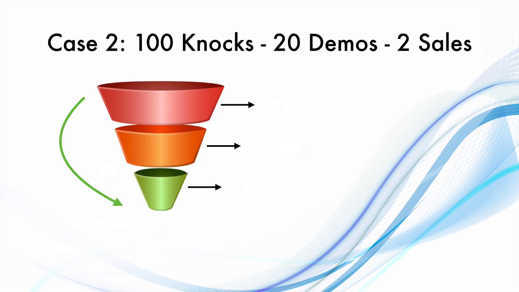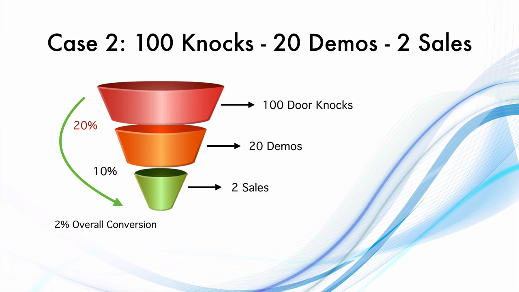doors. So let's look at the next case where he knocks on 100 doors, gives 20 demos and makes 2 sales. Here the conversion ratio from knocks to demos has gone up. Now he is making 20% conversion, and then he has a 10% conversion on demos to sales, which is the same as the previous case. So here he is getting 2% overall conversion, where he knocks on 100 doors but makes 2 sales in the end instead of just 1 sale.